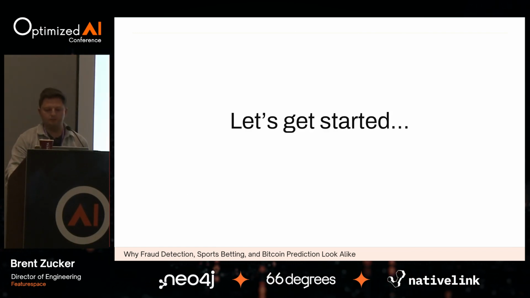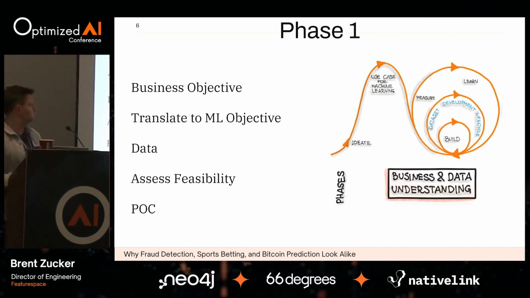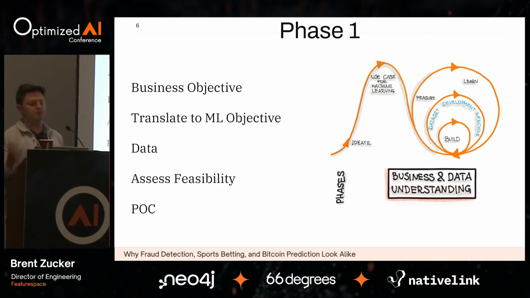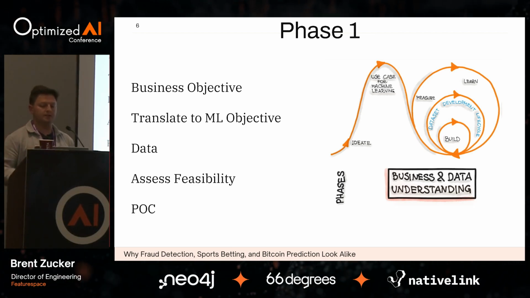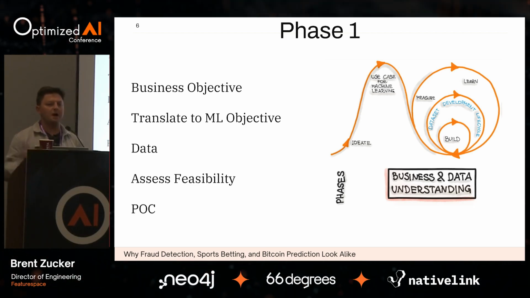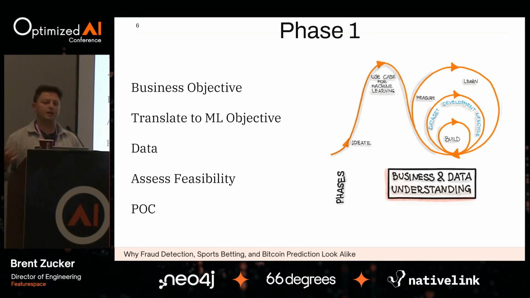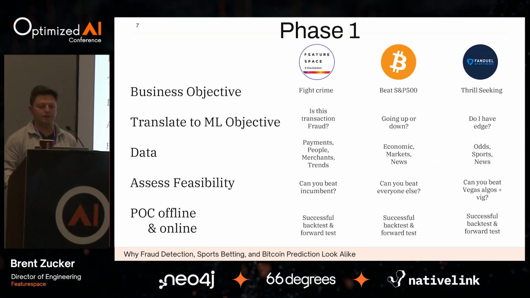So let's get started. Phase 1. What we're going to talk about here is the business objective, ML objective, data, feasibility, and then how do you know when you're ready to leave? You've got to do a POC to get out of this phase.